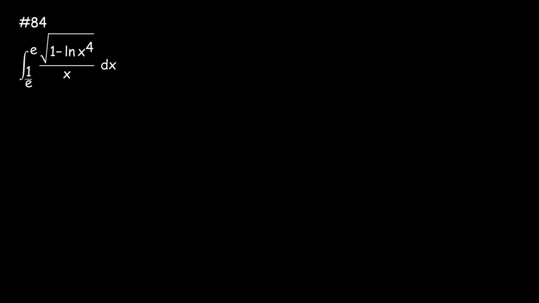Moving on, we have question 84. Integral from 1 over e to e of (1 minus ln x) to the power 4 over x. So we're going to start by rewriting the ln x using our rules of logarithm. This will be 1 minus 4 ln x.